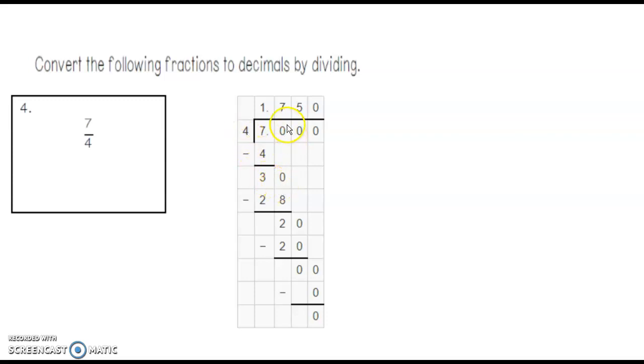4 goes into 30 7 times. 7 times 4 is 28. Then we're going to subtract 30 minus 28 and get 2 and bring down a 0. 4 goes into 20 5 times and 5 times 4 is 20. We have 0 as our remainder, so we can stop. So 7/4 is the same as 1.75. Usually when you see an improper fraction, you will know that it is going to be greater than 1.